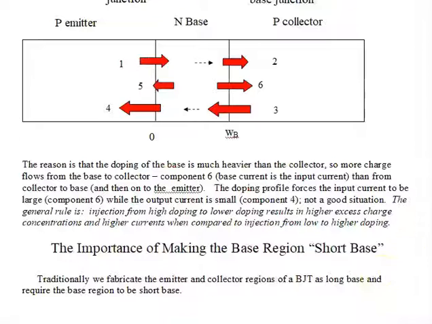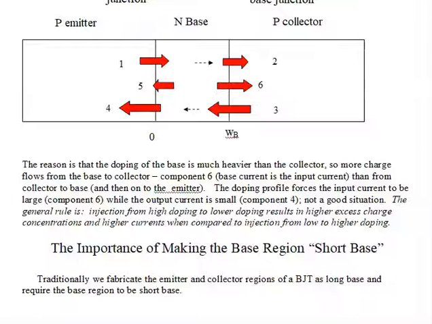Okay, here's the general rule. Injection from high doping to lower doping results in higher excess charge concentrations and higher currents. And I should have put this in bold, when, and this is the critical thing, when compared to injection from low to high. So high to low results in higher currents, higher excess charges, but only when compared to that same junction going from low to high.